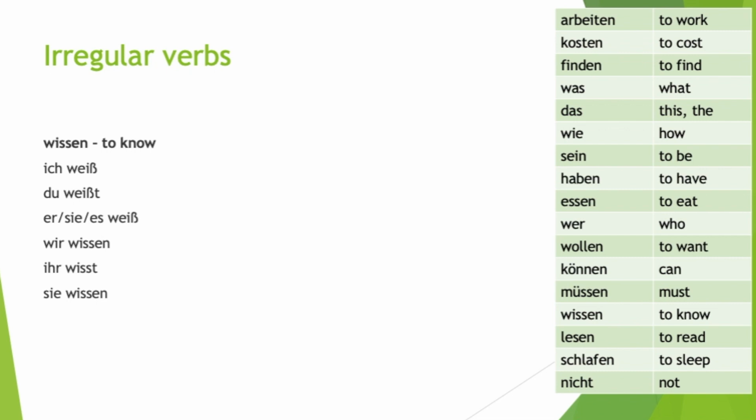Example. Ich weiß nicht. I don't know. So that's how you negate a verb. I know, ich weiß. I don't know, ich weiß nicht. Just put the nicht after the verb. Just like in the last lesson, we put nie after the verb, which means never. So I never sleep or I never work would have been ich arbeite nie. And I don't know, ich weiß nicht.